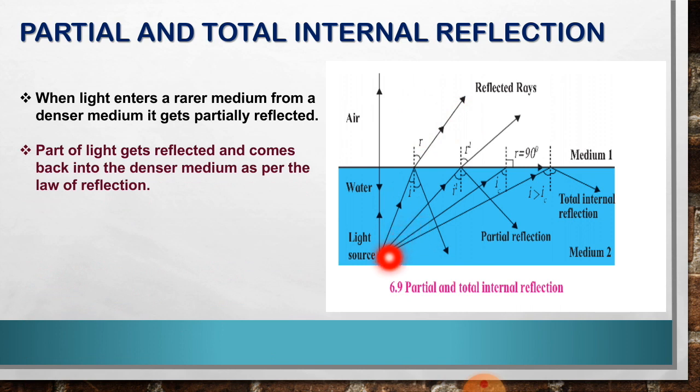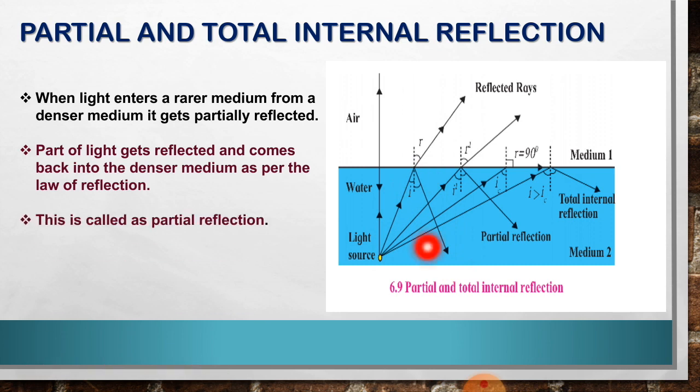Okay, so here you can see this second ray gets reflected and comes back within the denser medium. You can see over here this reflection takes place. Whenever light gets reflected back in the same medium, the term we use is reflection. So here the reflection of this second light takes place. Part of the light gets reflected and comes back into the same medium, that is the denser medium, as per the laws of reflection.